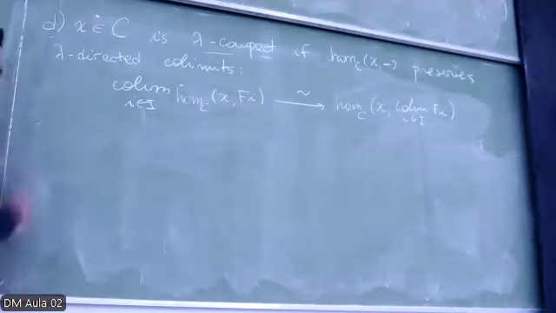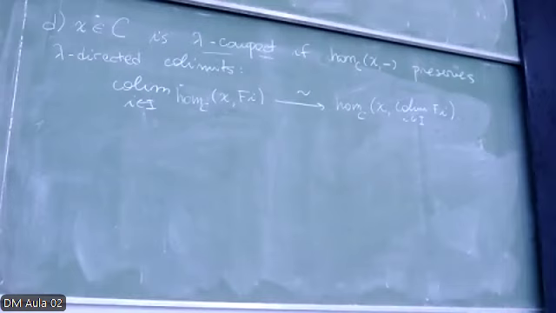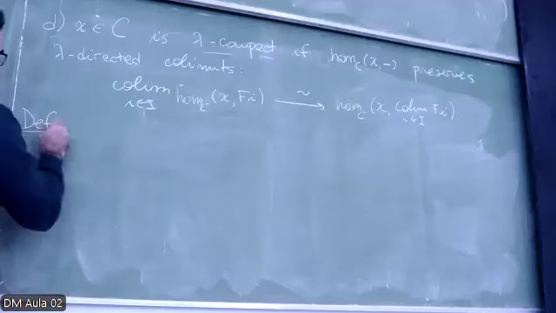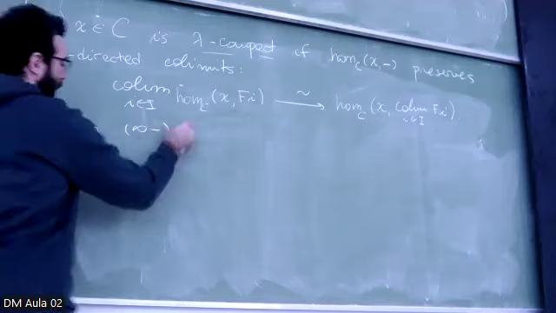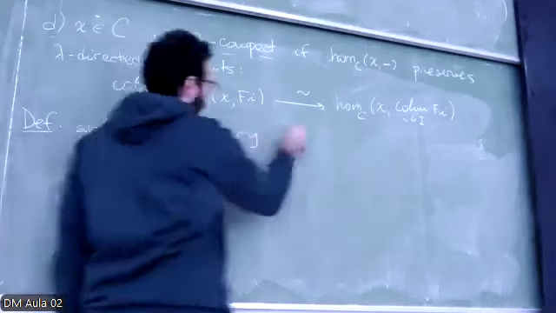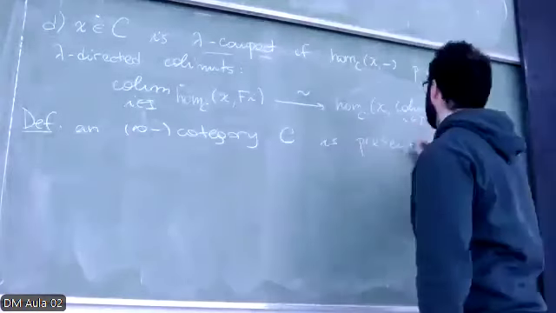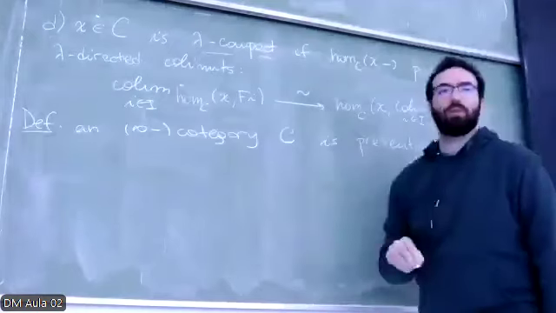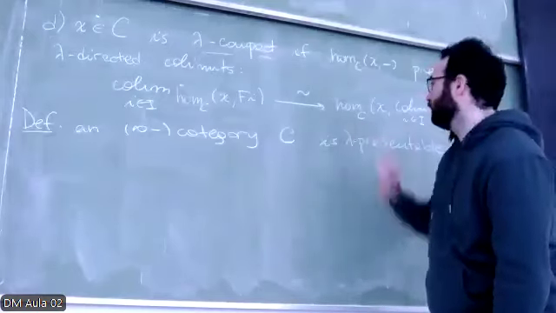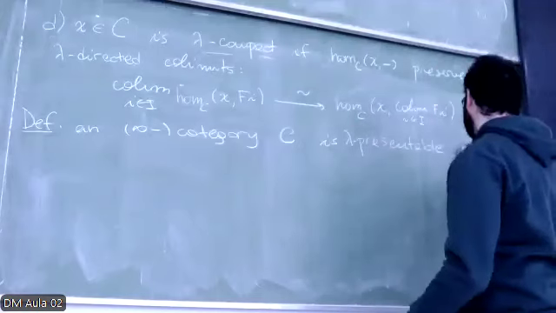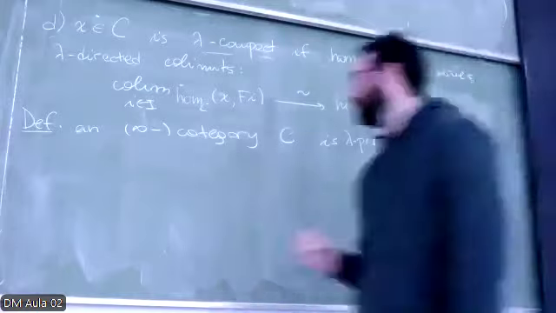Right, so before I give the definition of a presentable category, let me check that I'm not missing anything else in the list of definitions I have. I think not. So definition: an infinity category C is presentable if it's presentable for some lambda. So let's just define lambda presentable. And two conditions have to be satisfied.